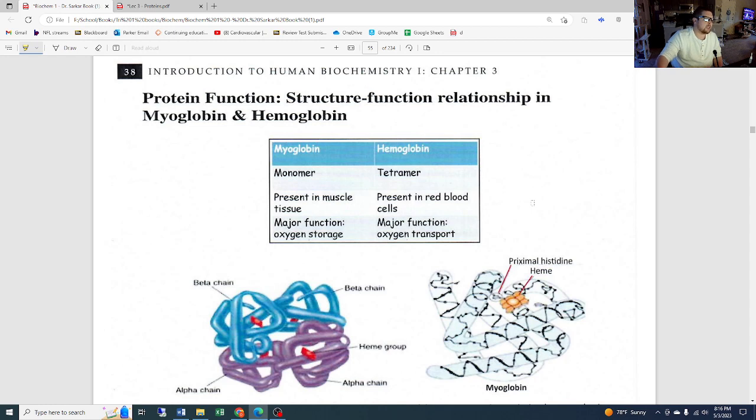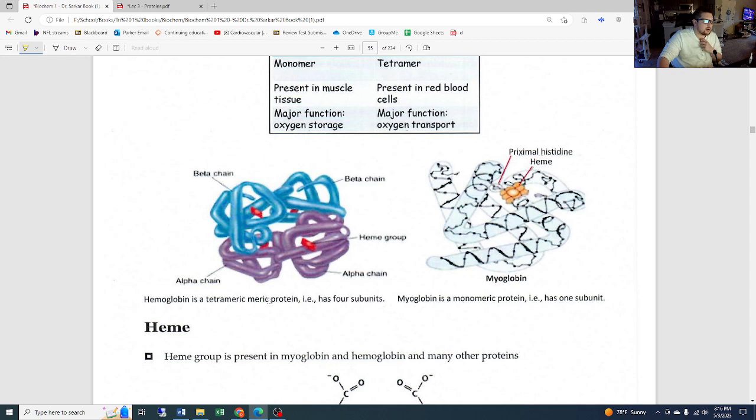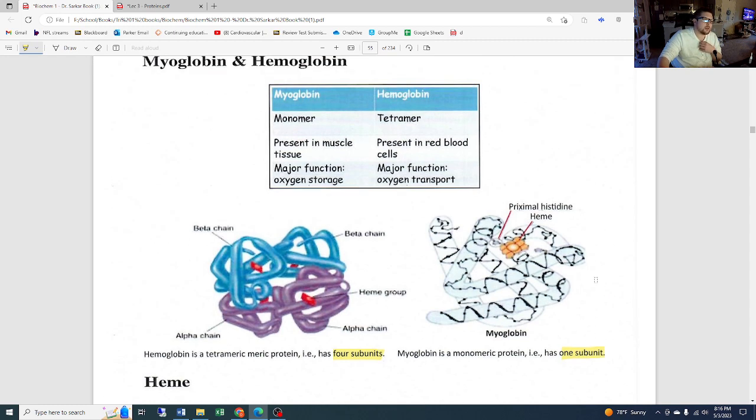Okay, myoglobin and hemoglobin. These are the structure-function relationship in myoglobin and hemoglobin. We love myoglobin and we love hemoglobin. Hemoglobin is a tetrameric protein, meaning it has four subunits, so it has quaternary structure. Myoglobin is a monomeric protein. It has one subunit, so it is good at its tertiary structure. Myoglobin stores the oxygen in the muscles. Myo is muscle. The hemoglobin transports the oxygen through the blood.